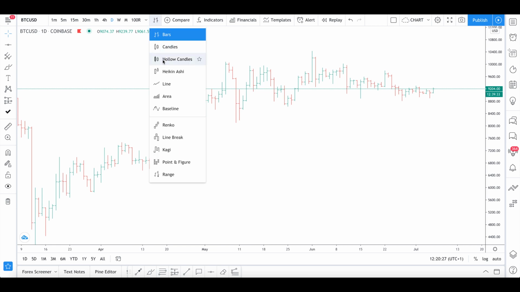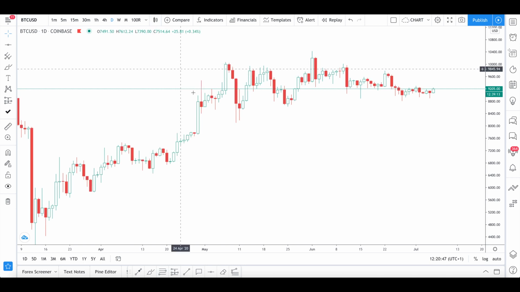So there is the hollow candles, the Fibonacci, the line chart, the area chart, the baseline, Renko, line break, Kagi, point and figure, and range. I'm gonna check them one by one. So we're going to check the hollow candles.